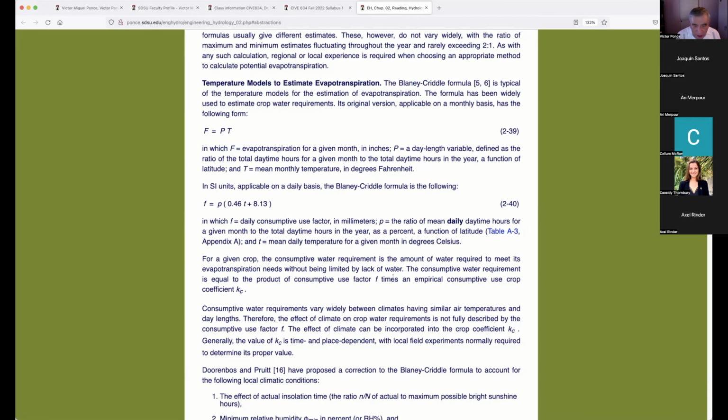In addition to this, the consumptive water requirement is the amount of water required to meet its evapotranspiration needs without being limited by lack of water. Under this formula, the consumptive water requirement is equal to the consumptive use factor, f, calculated by equation 240, times an empirical consumptive use coefficient, K sub C. And we will show you tables to determine the K sub C.